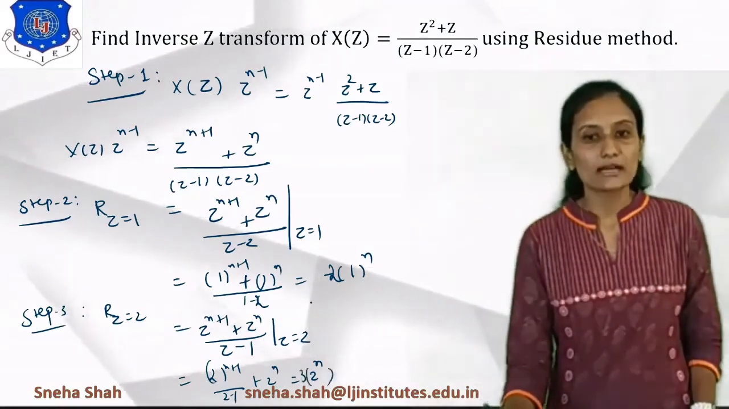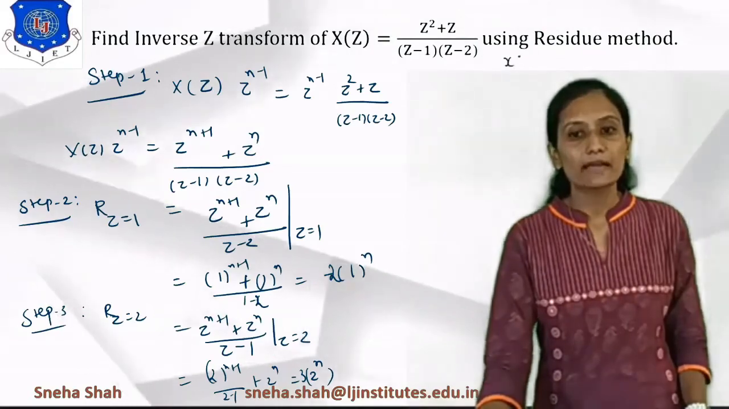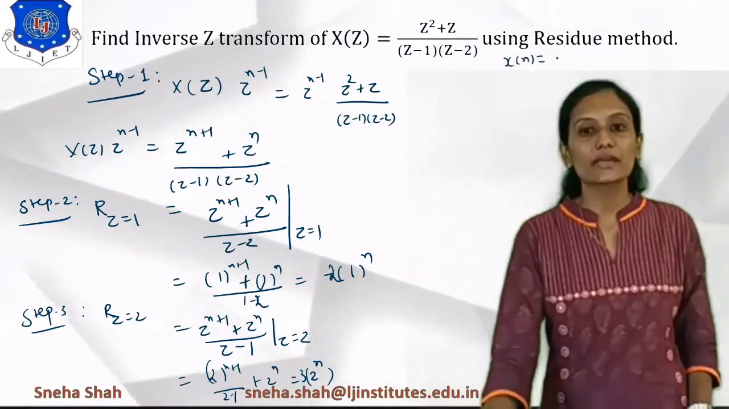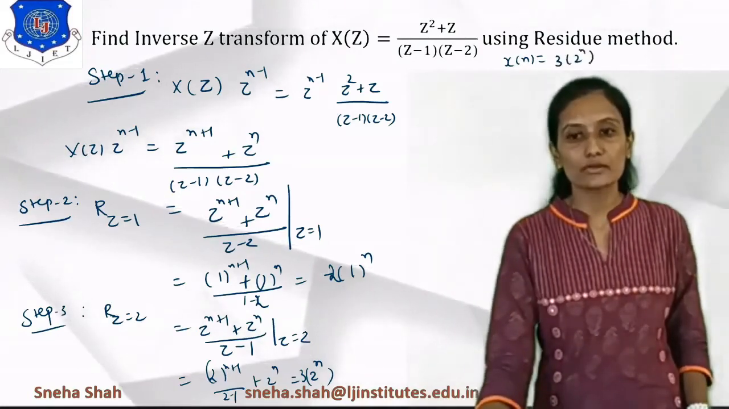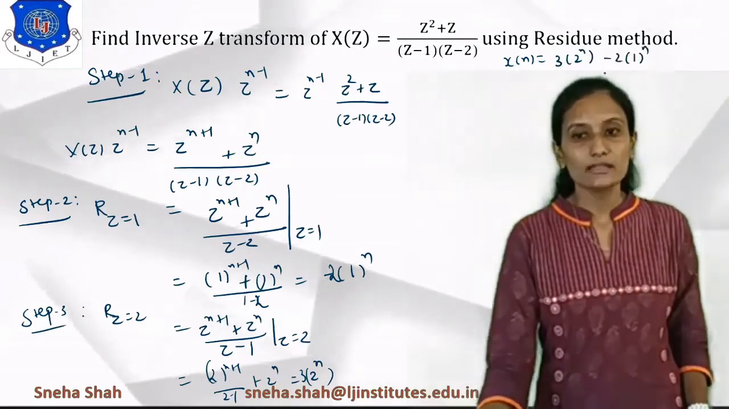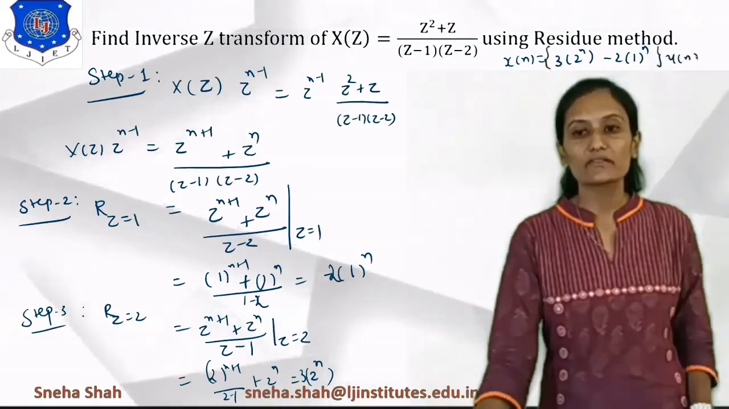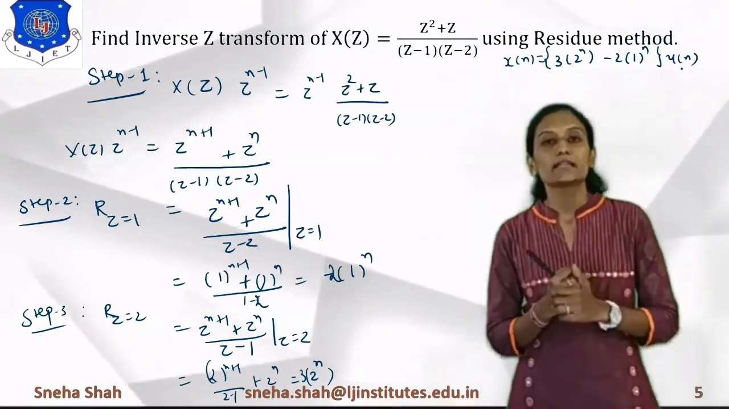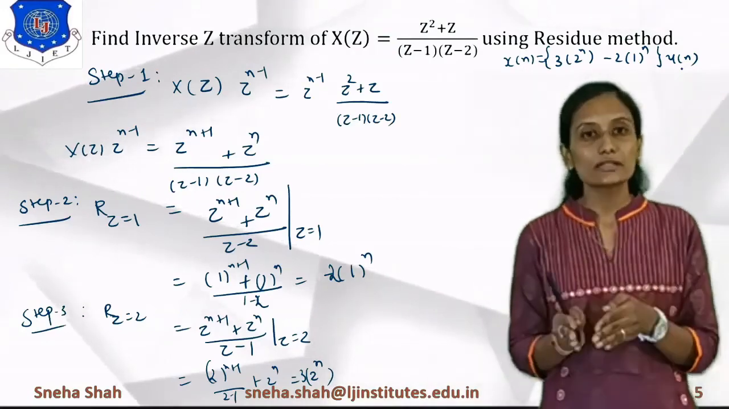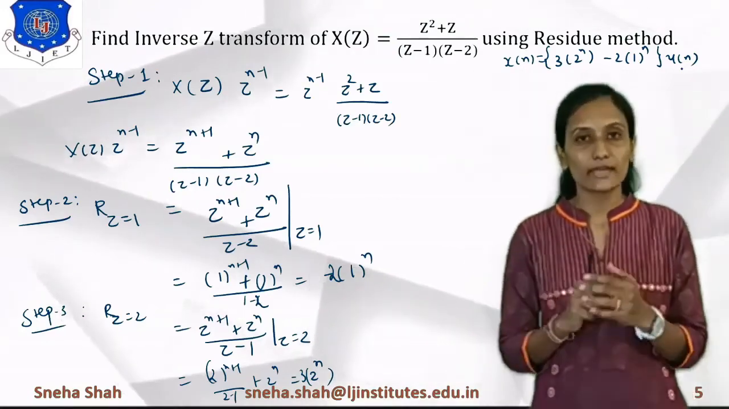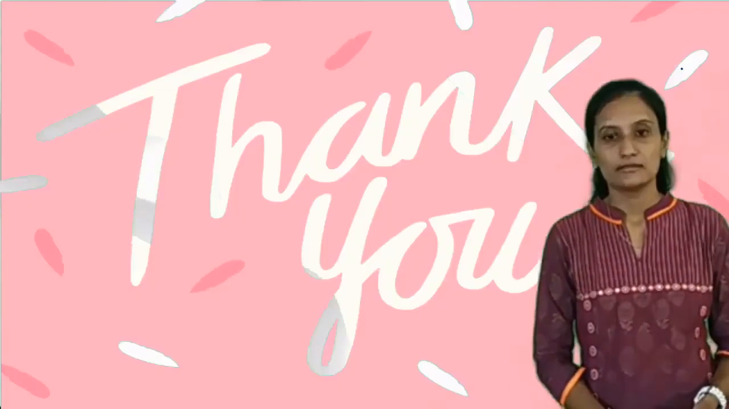Now if I add these two terms, then I can find the final value of x of n. So what is the final value of x of n? It equals the summation of these two residues. So I am writing: 3 into 2 raised to n minus 2 into 1 raised to n. This is for n greater than or equal to 0, or I can also write it multiplied with u of n, because we are finding the inverse Z transform by using the residue method only for a causal sequence. So at last this signal will be multiplied with u of n. So this is your final answer. Thank you so much.